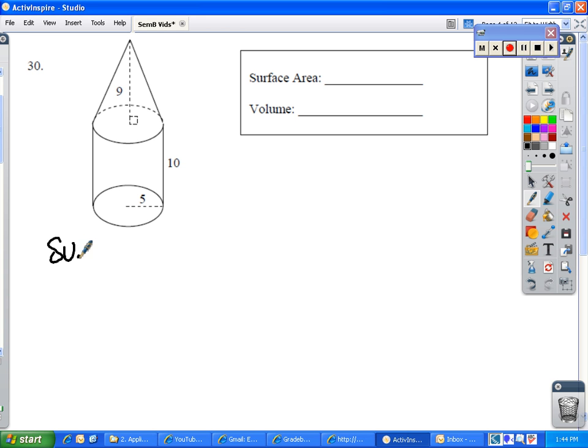The surface area will be everything that we can see on the actual surface of this figure. So if we think about it, that is kind of like all of this outside part of the cone, just the outside part of the cylinder, and then actually the bottom of the cylinder is a different kind of surface in and of itself right down here. Okay, so we got three different things that we're going to have to figure out.